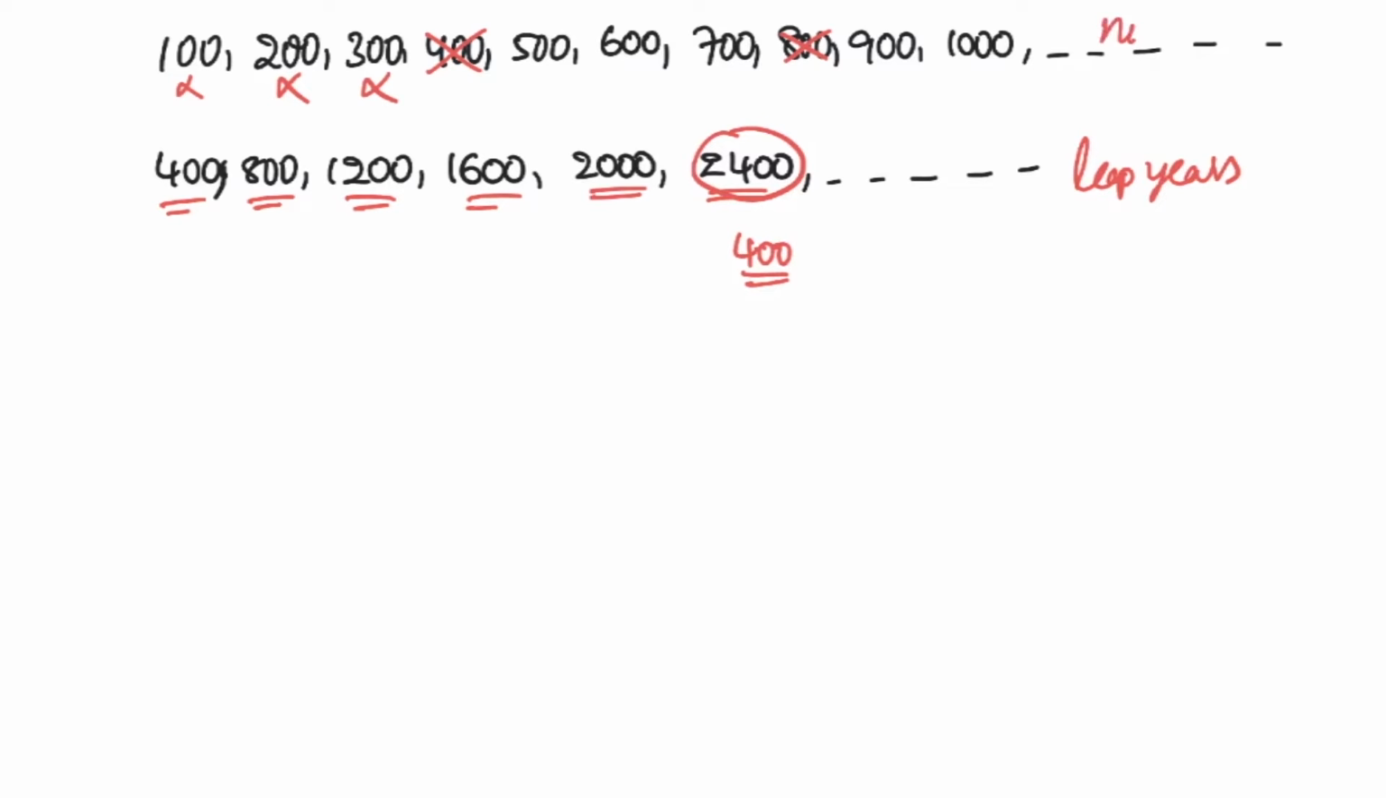See, all centuries are not leap years. Some are leap years, some are non-leap years. 400, 800, 1200, 1600, 2000, 2400, 2800, 3200, these are all leap years. To be a leap year, it should be divisible by 400. A century is a leap year if it is divisible by 400. If it is not divisible by 400, it is a non-leap year, it is a regular year. 200 is a non-leap year, 300 is a non-leap year, 500, 600, 700, 900, 1000. These are all non-leap years. Got it?